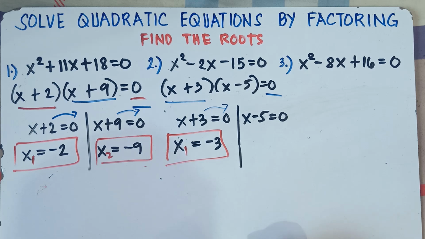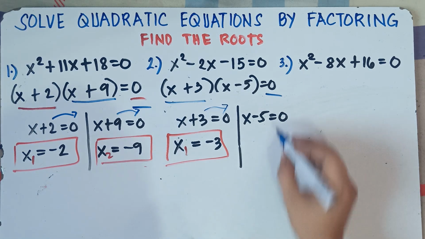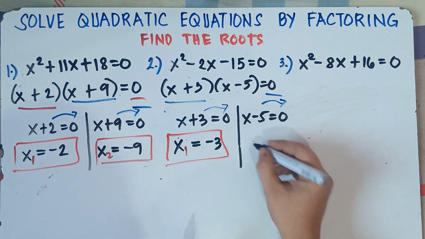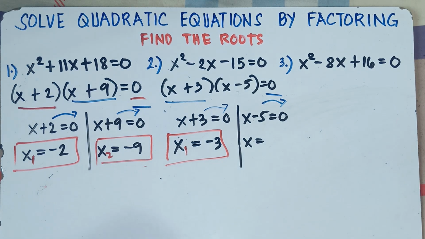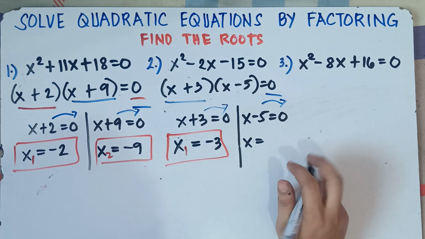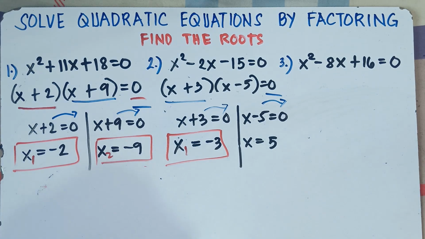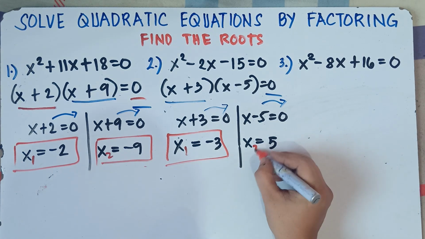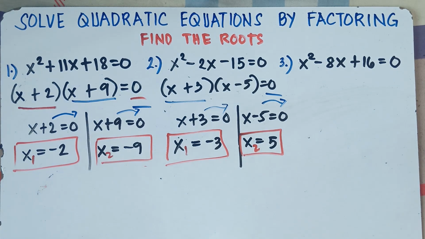Our second answer, we transpose negative 5 from left to right. So x equals... negative 5, we transpose, it will be positive 5. That's it, plus x sub 2 is positive 5. All set for number 2. Easy, right?